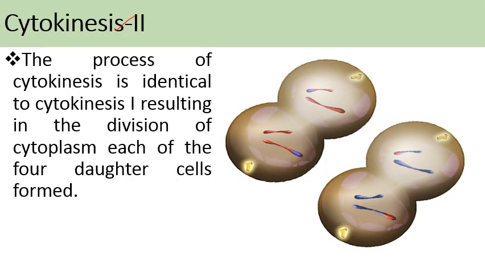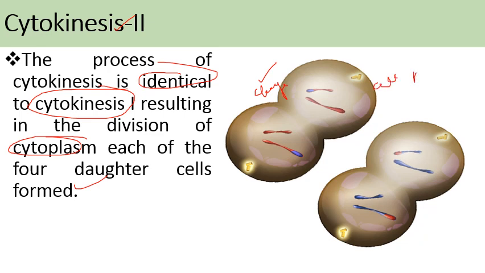Next, cytokinesis. It is just similar to cytokinesis 1 of meiosis 1. So the process of cytokinesis is identical to cytokinesis 1, resulting in the division of cytoplasm of each of the 4 daughter cells. So as a result of that, 4 cells are formed as a result of meiosis. And this is the animal cell. In the animal cell, it is accompanied by the process known as the cleavage furrow method, while in the case of a plant cell, it is formed by the cell plate formation method.